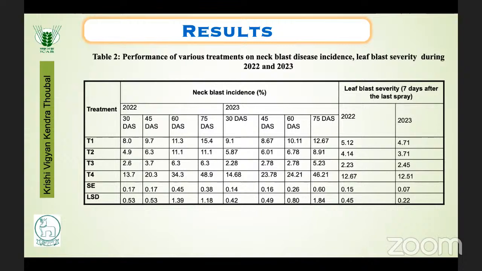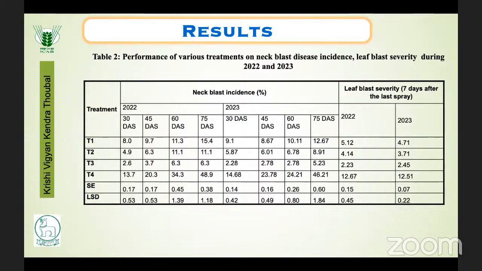And here on the next table, we can find the effect of treatments on the net blast incidence as well as the leaf blast severity. Here also we can find that treatment number 3 was found to be the most effective as well as the most significant when it comes to the net blast incidence percentage. That is, the percentage of net blast was found to be the lowest in case of treatment number 3, and the highest was found in case of treatment number 4, which is the local.